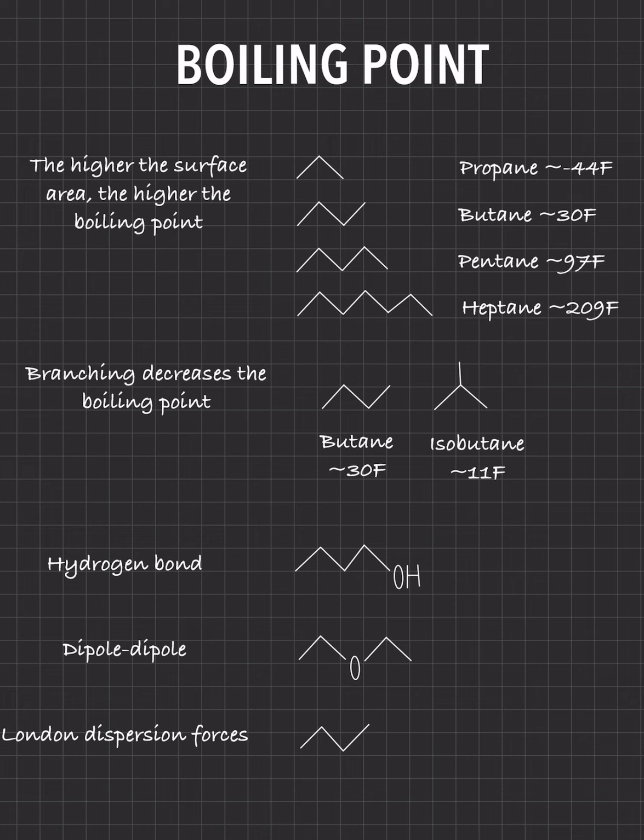So with that being said, here are the temperatures that you're going to see. With butanol, you're going to have around 244 Fahrenheit. Diethyl ether, you're going to have around 94 Fahrenheit, and butane, you're going to have around 30 Fahrenheit.